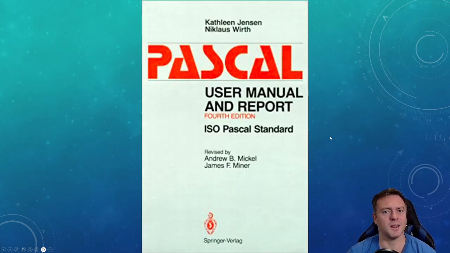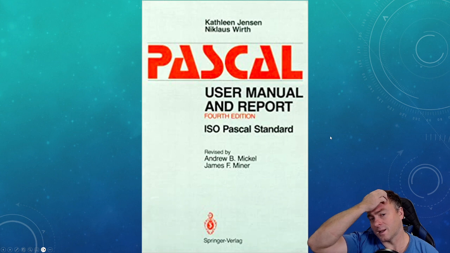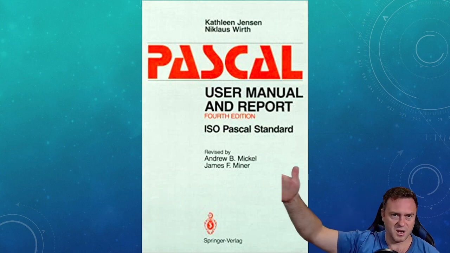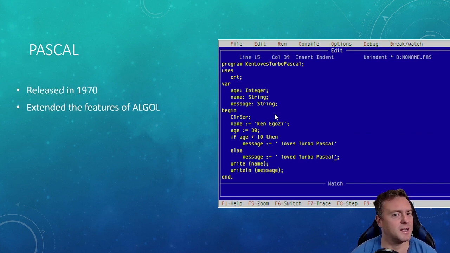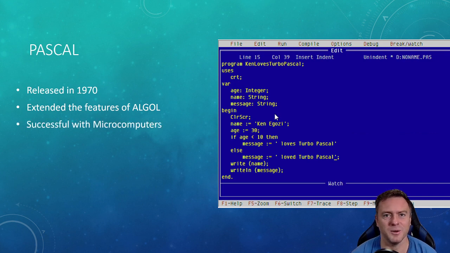The next one that we're going to look at is then Pascal. So Pascal was sort of the next iteration onto these languages that sort of extended it. And what you should see with this code is it starts doing typecasting of variables at the top. So you have age, name, and messages. And then you say the different data types that you want to use. And then you've got this real clean sort of indentation happening and just makes the code look a little bit cleaner. So it was released in the 1970s, expanded on the features of Algol, and it was very successful for microcomputers when that came out. It's a very clean language to use.